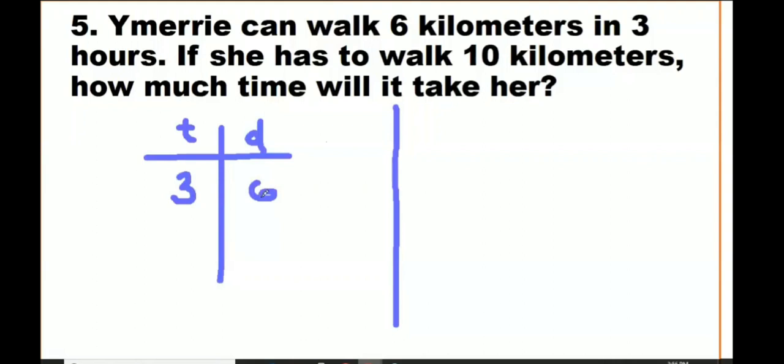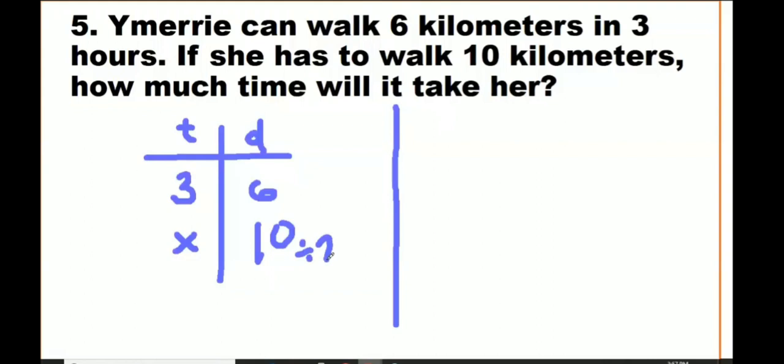Next, she has to walk 10 kilometers. Remember, 10 kilometers refers to the distance, so we're going to put 10 here. And the unknown, how much time will it take her for 10 kilometers? We will represent that as x. Let's find the scale factor. Here it's easy to solve because we can just say 3 times 2 equals 6, right? So our scale factor is 2. That means 6 divided by 2 is 3, or 3 times 2 is 6. Now let's ask, x times 2 gives us 10. What would that number be? It's just 10 divided by 2.